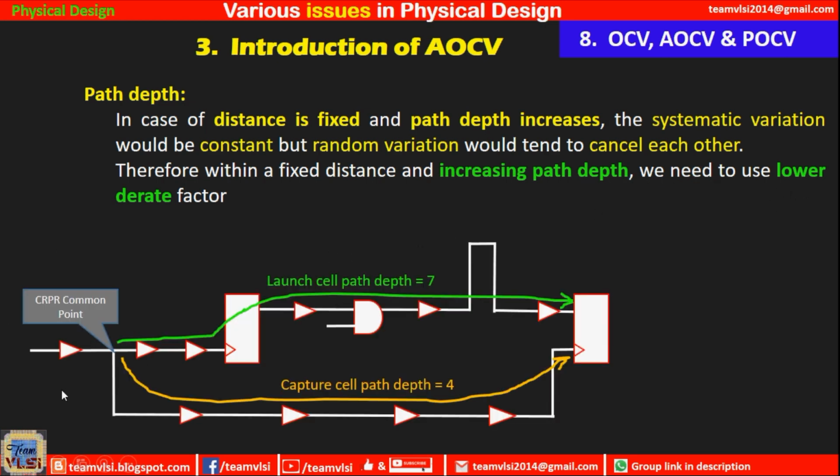So here is your common point, and if you consider this launch cell path, its depth is 1, 2, 3, 4, 5, 6, 7. So the launch path has a depth of 7, and through your capture cell path its depth is 1, 2, 3 and 4 only. As we need to take the derate, it will depend upon the path depth.